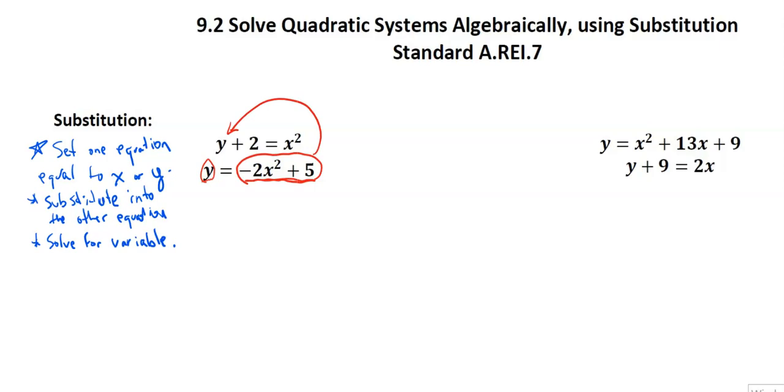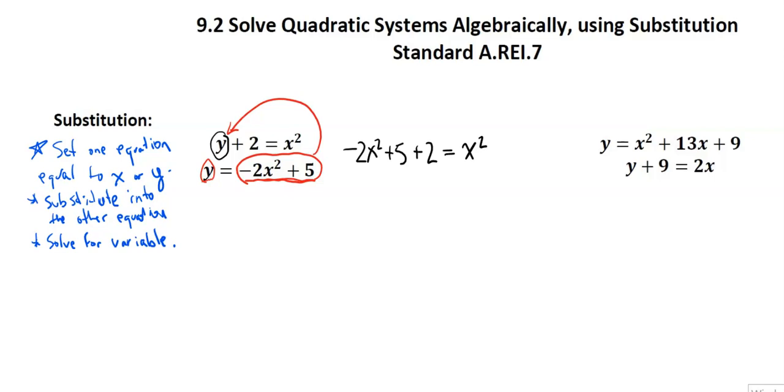So if we do that, what we get as a result would be negative 2x squared plus 5, that's the y part, plus 2 equals x squared.